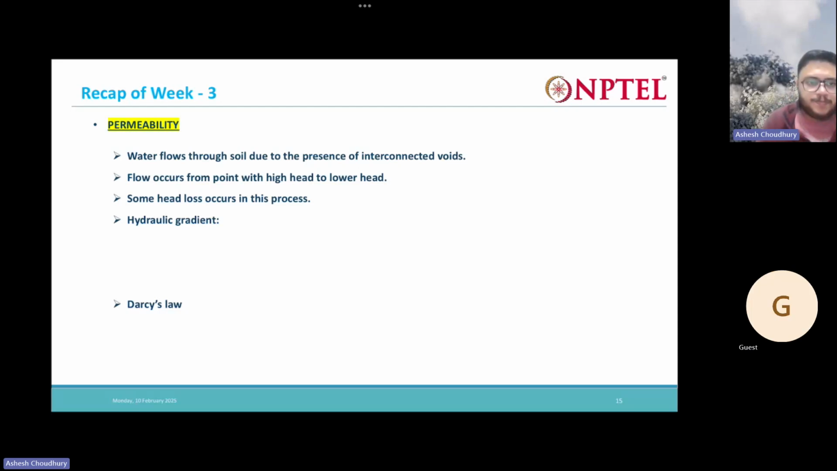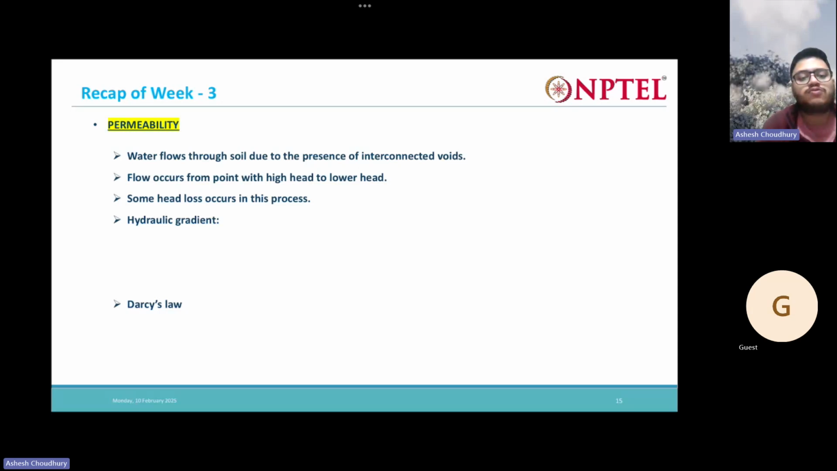What is permeability? Water flows through soil due to the presence of interconnected voids. There are voids in the soil, as we already know now, and some of these voids are interconnected. They form an interconnected channel pathway, so water can flow through the soil through these pathways formed by the interconnected voids.